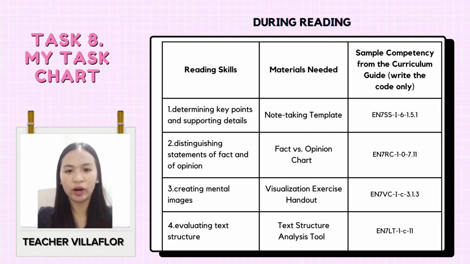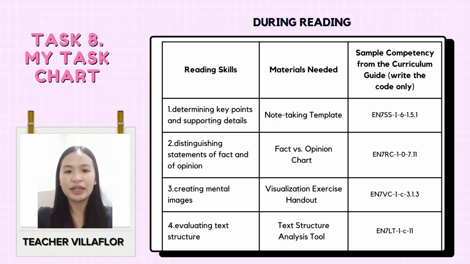During reading, number 1, reading skill: determining key points and supporting details. The materials needed: note-taking template. The sample competency from the curriculum guide is EN7SS-I-1.5.1. Identifying key points and supporting details is essential for comprehension. A note-taking template helps students organize their thoughts and focus on the main ideas, which is crucial for understanding the text as they read. This curriculum code reinforces the importance of active reading strategies.